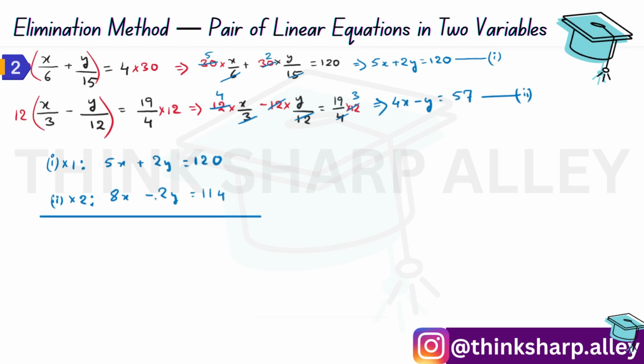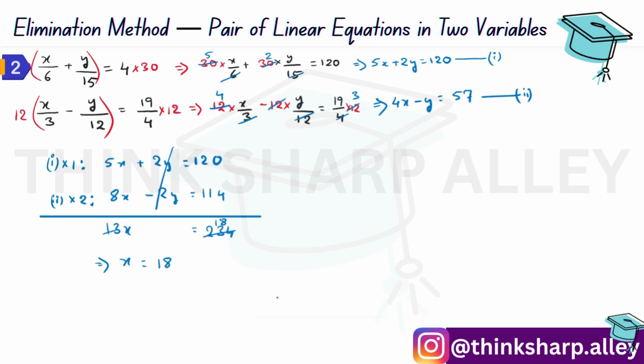Now you can see 2y, and here 2y gets eliminated easily without having to change the sign. So we are just adding it up. 5 plus 8 is 13x equals 234, right? So that gives me x equal to, now easily we can cancel 13 and 8. So x is equal to 18.